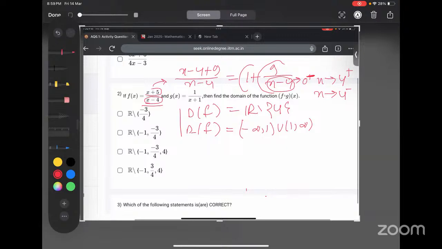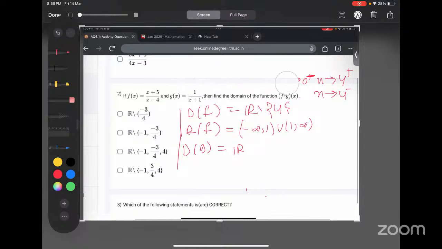Yes, ma'am. Okay. Now, what is the domain of G? G's domain is real numbers minus -1. Yeah, correct. And then what is the range? Similarly, again, we have to check the boundary points, 0 and infinity.